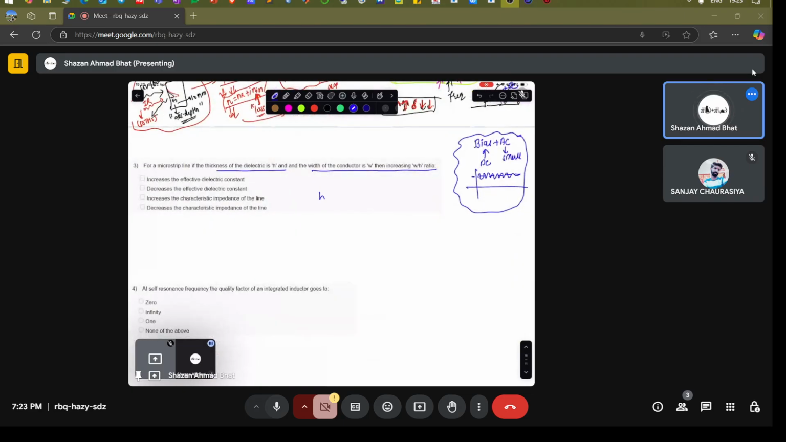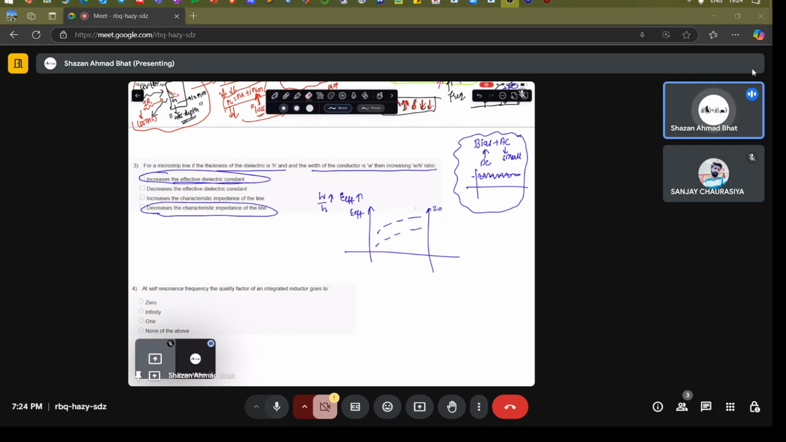So if W by H goes on increasing, the effective permittivity goes on increasing, increasing the effective dielectric constant, and decreasing the characteristic impedance of the line. That is basically shown by those plots. So this is epsilon effective, this is Z naught. So epsilon effective increases. Let me show it for only one epsilon.